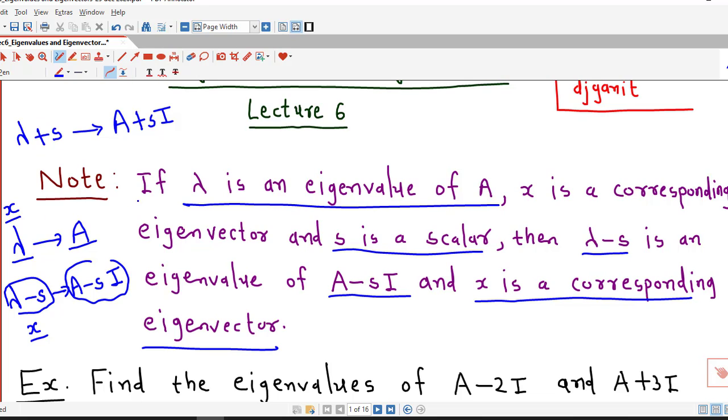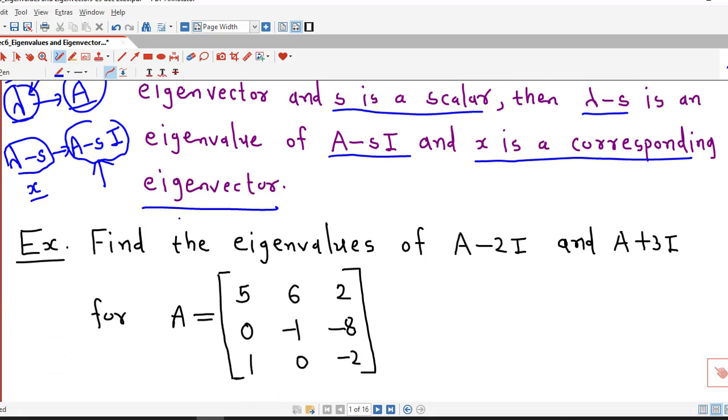So if lambda is an eigenvalue of matrix capital A, then we can find eigenvalues of A plus s into I by simply adding s to the eigenvalues of the given matrix, and eigenvalues of A minus s into I can be obtained by subtracting s from the eigenvalues of the given matrix. So we consider one example to understand this remark.